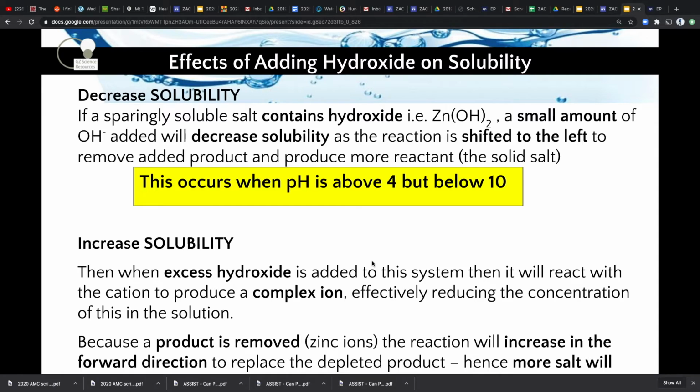Now, increased solubility happens, and this seems kind of contradictory at first, at a pH greater than 10. If we keep increasing the hydroxide concentration, this weird thing happens where all of a sudden the solid's like, hey, I want to dissolve now. This is cool, there's lots of hydroxides in there, which is why I precipitated in the first place. But now, oh man, all these hydroxides, let's dissolve.